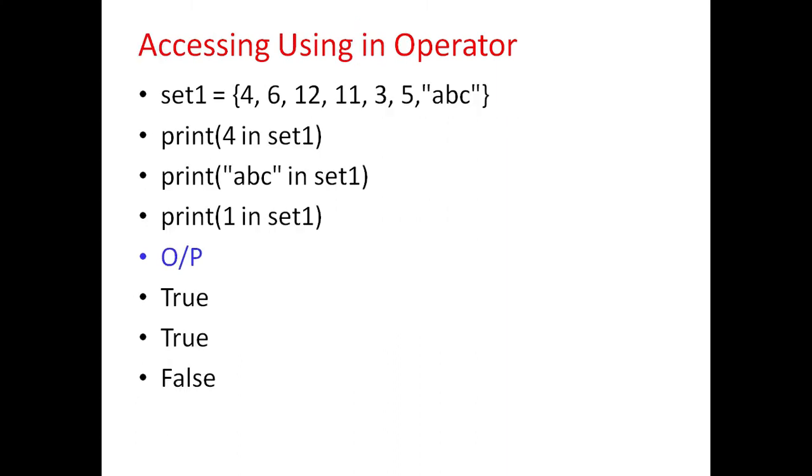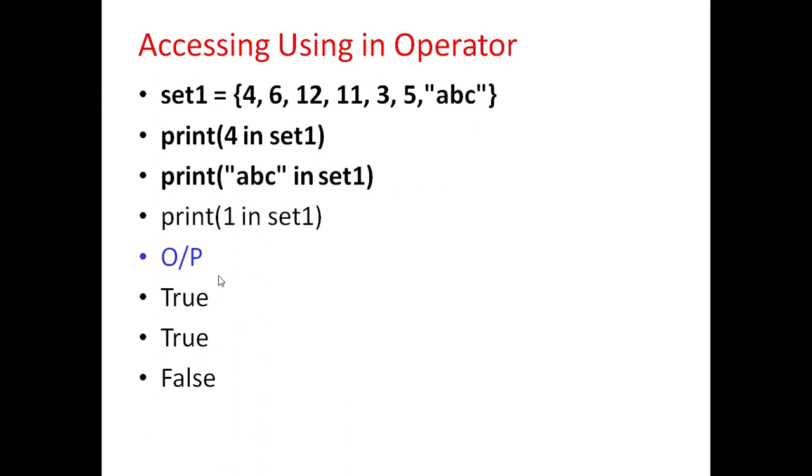Next is accessing using the in operator. Here a set is defined with elements integer and string, and when we print 4 in set1 it will give the output True, that is, 4 is available in the set. When we print ABC in set1 it will also give output True, and when we print 1 in set1 it will give output False since 1 is not available in the set.